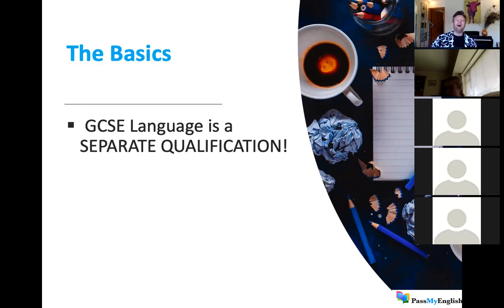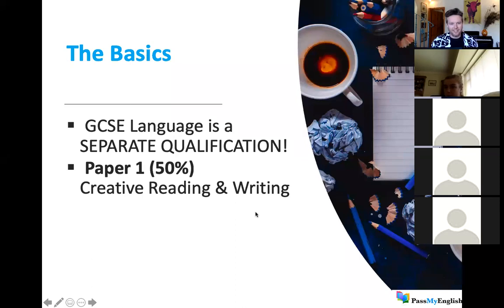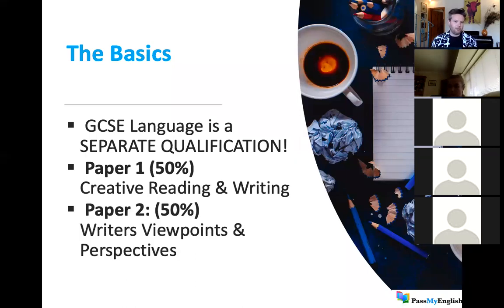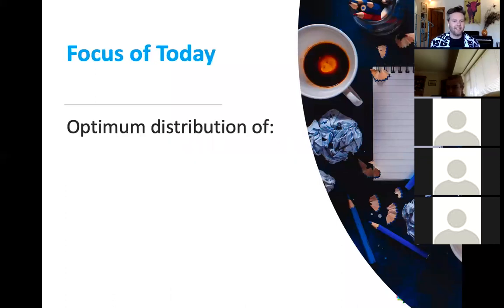So a lot of students don't realise that GCSE language is actually a separate qualification to literature. Even top grade students, when I tutor, sometimes it'll be a week before the exam and they get their literature and language jumbled up. So that's a key thing to remember: it's a separate qualification you can revise for. Paper 1 is 50% of your grade for that qualification. So half your GCSE is paper 1 and the other half is paper 2, which is writer's viewpoints and perspectives. Hopefully you know that, but just to drum that in.